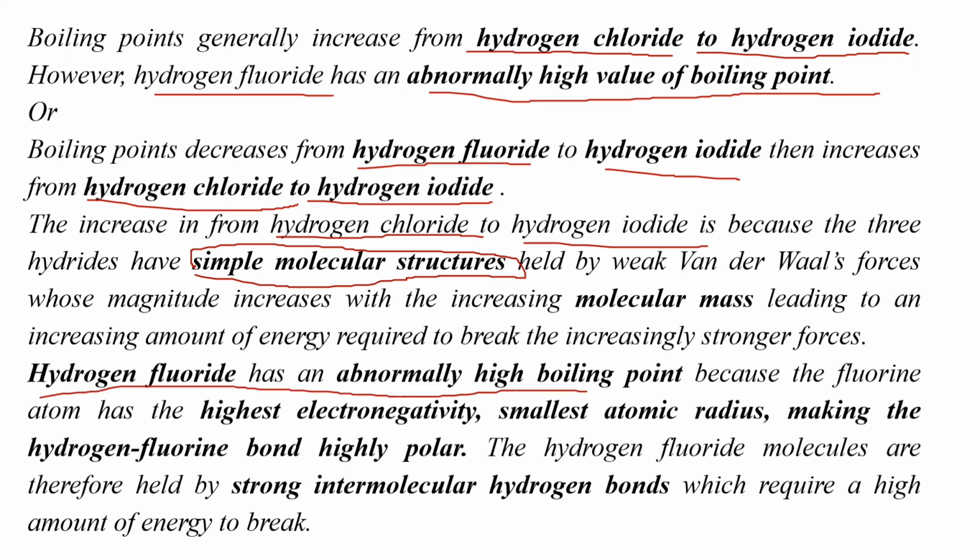Hydrogen fluoride has an abnormally high value because it has a high electronegativity and small atomic radius, making the hydrogen-fluorine bond polar, so it has intermolecular hydrogen bonds there.